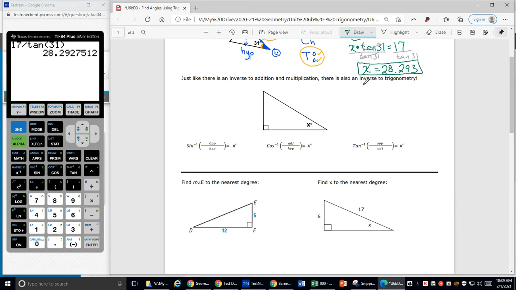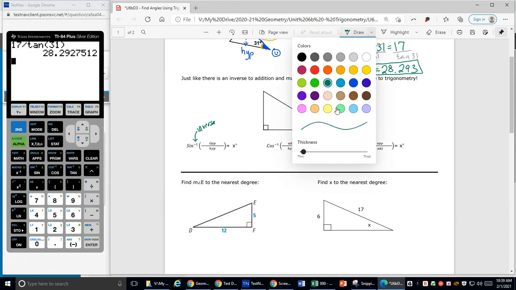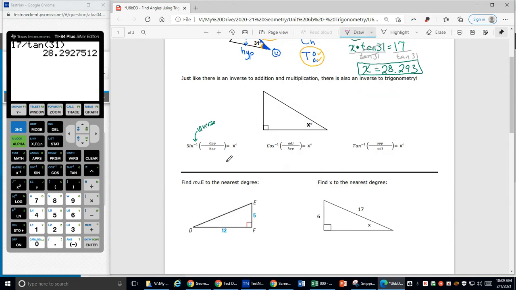There's also an inverse to trigonometry. And when we use it, we take what's called the inverse of that function. And the way we note that we're doing the inverse is, see this little -1 there? That's what tells me I'm doing the inverse of sine, the inverse of cosine, the inverse of tangent. Okay, so that's what tells me that.